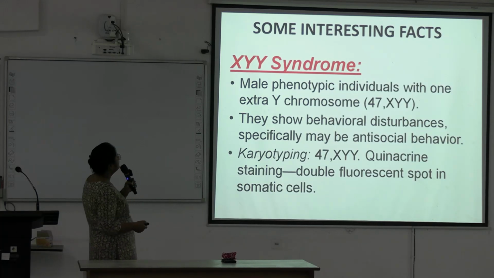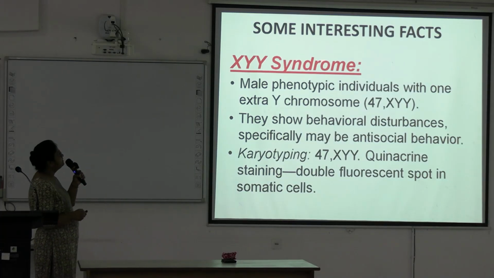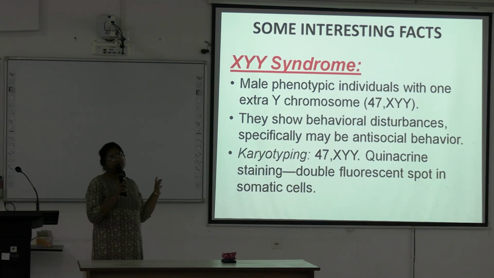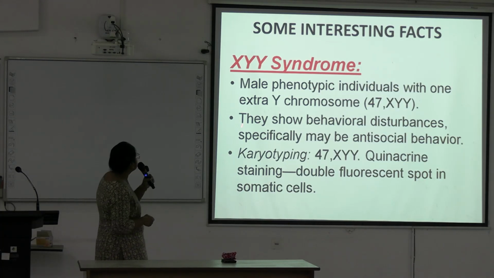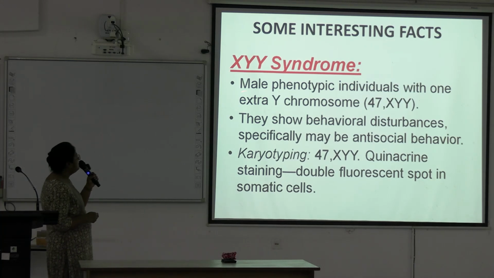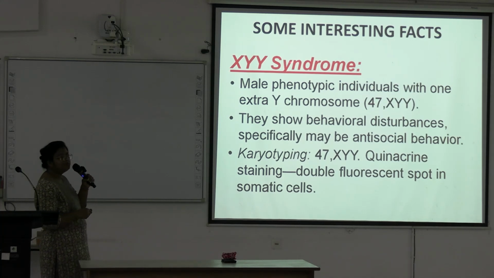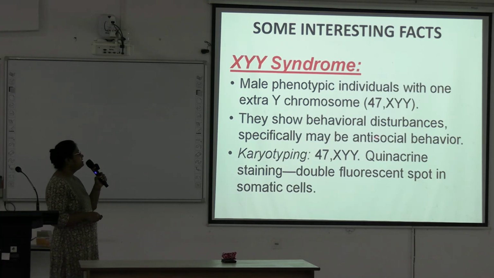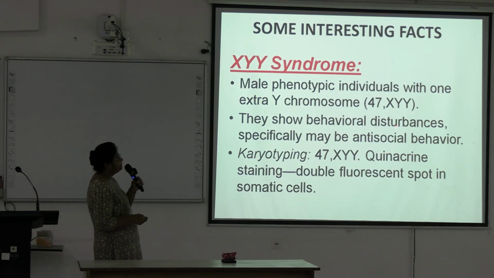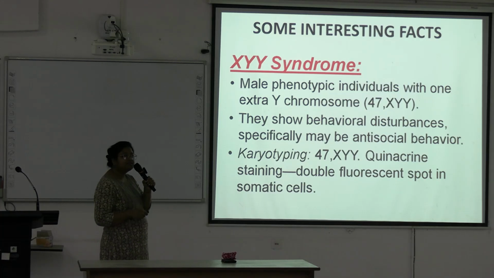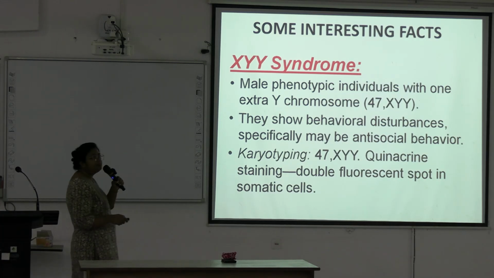Next syndrome is XYY syndrome. This syndrome you just need to know, and it is rarely given as a short note. In XYY syndrome, the individual is phenotypically male because a Y chromosome is present, with another extra Y chromosome, 47XYY. They show behavioral disturbances, especially antisocial behavior. Criminal behavior can also be present in these persons.